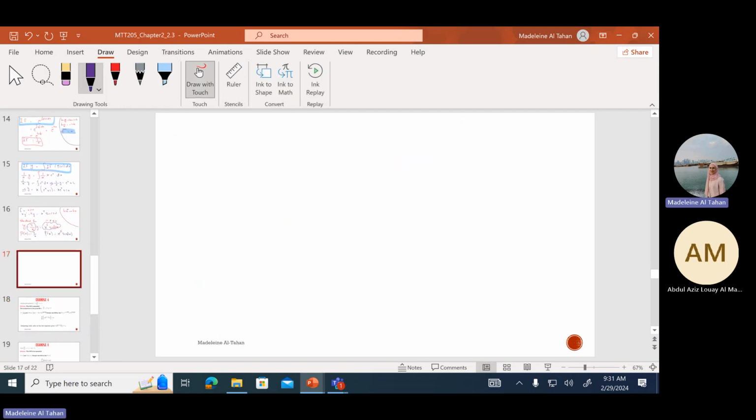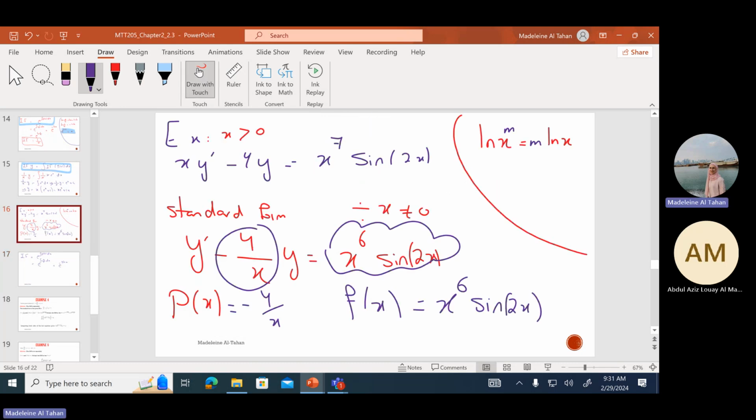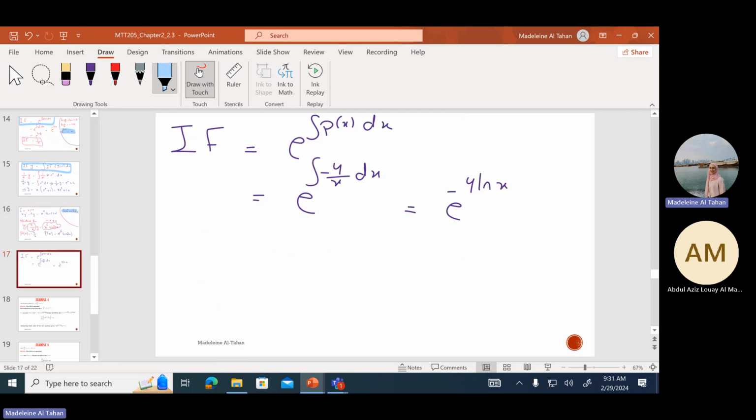The integrating factor means, again, write the formula. It says e to the power integral of P of x dx. What's P of x? This one is minus 4 ln x, right? Go back to the formula that we wrote. How can we simplify it? The minus 4, we can put it as the power of what? x. So can we write this one as e to the power ln x to the negative 4?